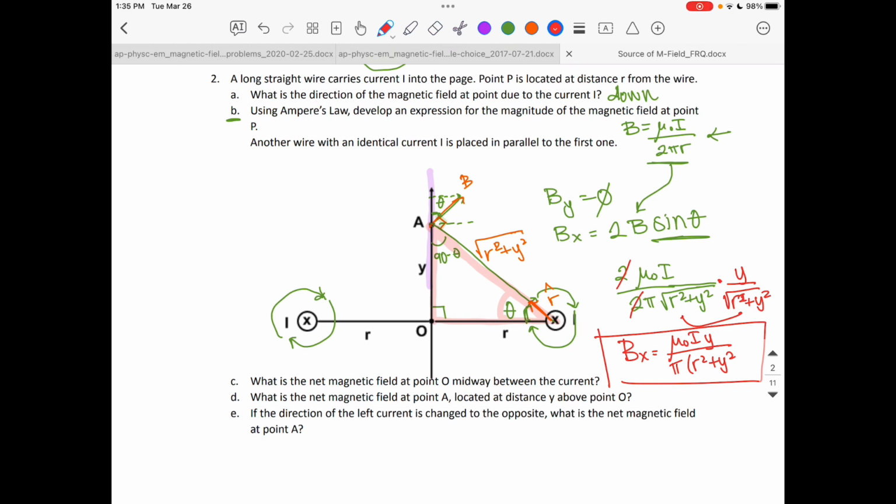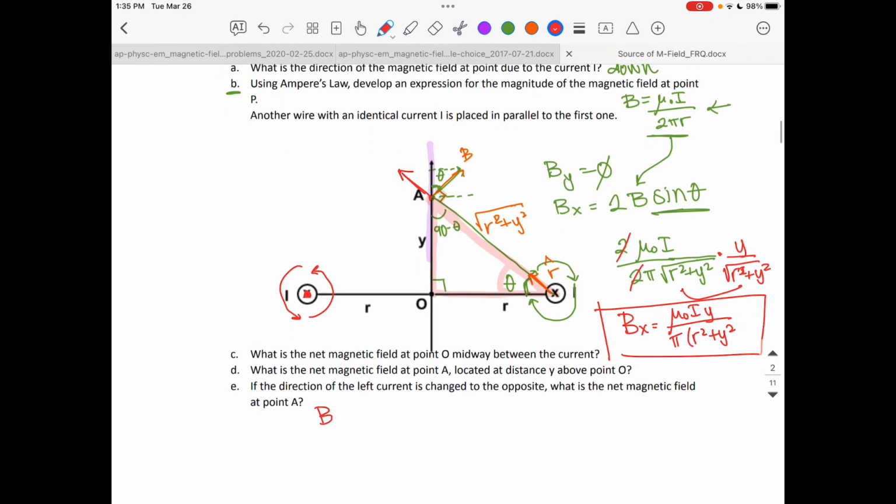For part E, let's clean this up a bit. We have a current coming out of the board rather than into the board. So I'm going to have a counterclockwise magnetic field here, which means that my field is going to come up and to the left. We can see then that my magnetic field for E in the x direction is going to equal 0, and my magnetic field for y, if I sum it all together, is 2B.